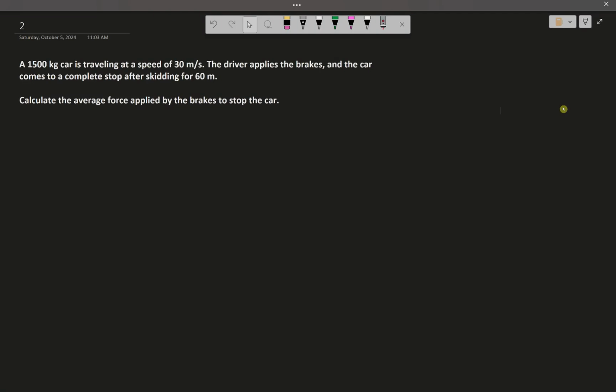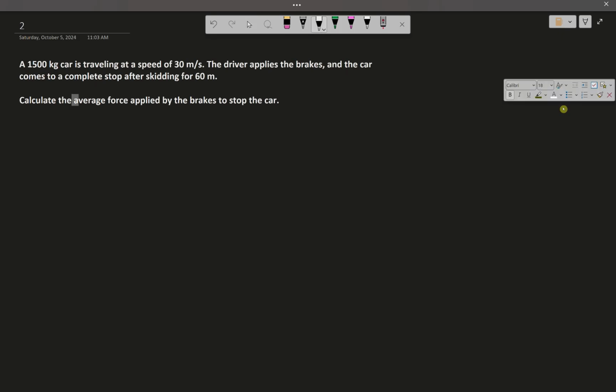A 5,000 kilogram car is traveling at a speed of 30 meters per second. The driver applies the brakes and the car comes to a complete stop after skidding for 60 meters. Calculate the average force applied by the brakes to stop the car.